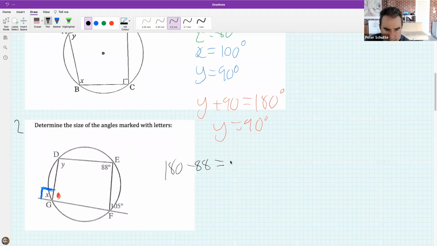Did you get, take away the 88 from 180, I get 92. Yes. Okay. And so then you use that 92 to work out what X was. Yes, sir. Because the X plus angle 92 will give you 180.